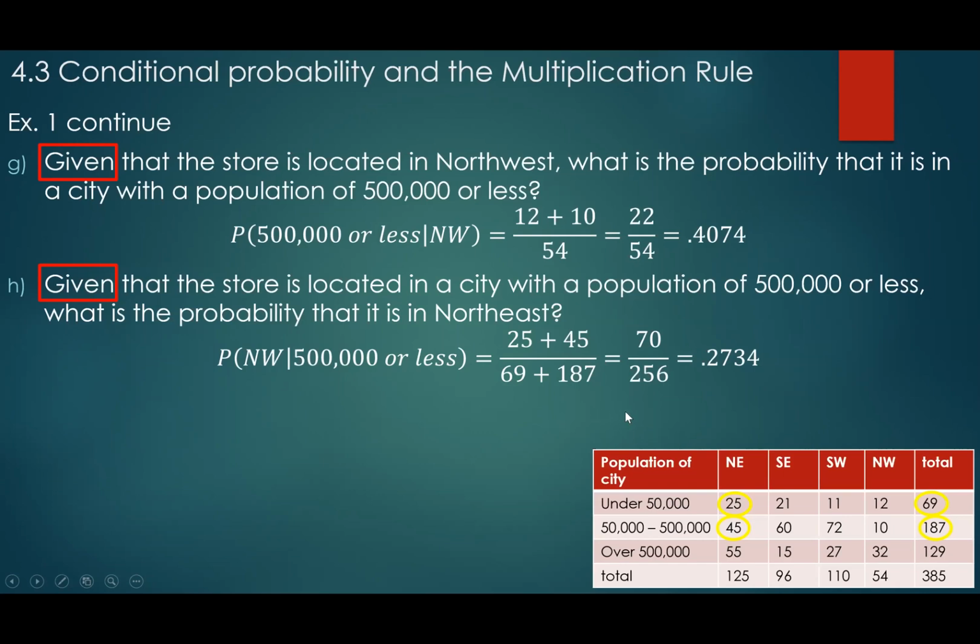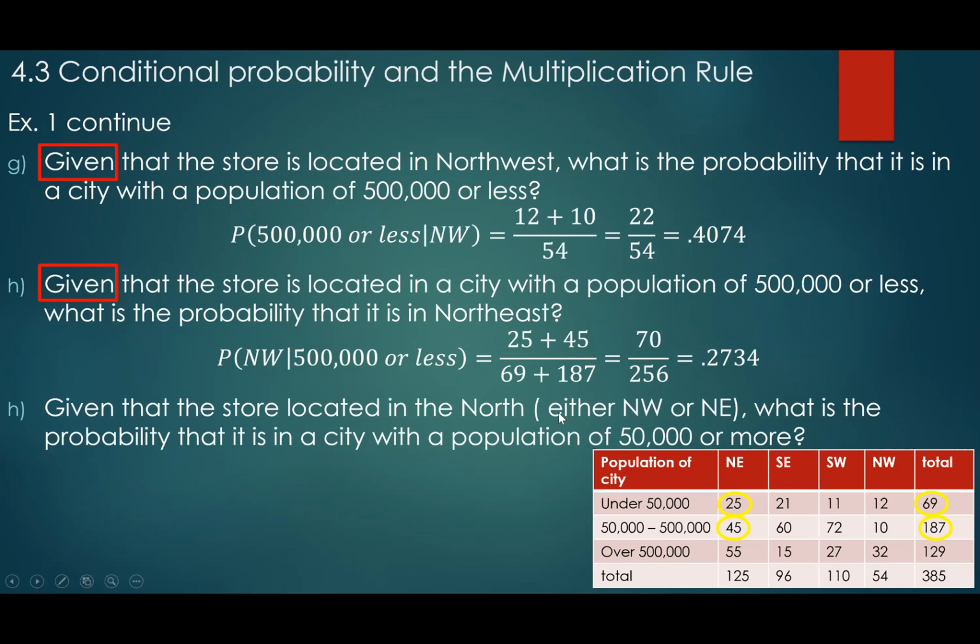Okay. So similarly, let's do one more here, which is again, given that the store is located in the north. So looking at this thing here, because they say in the north, which is either northeast or northwest, right? As long as it fits the description of the north, then it's located in the north. So the first thing we need to do is take out all of the stores located in the north.